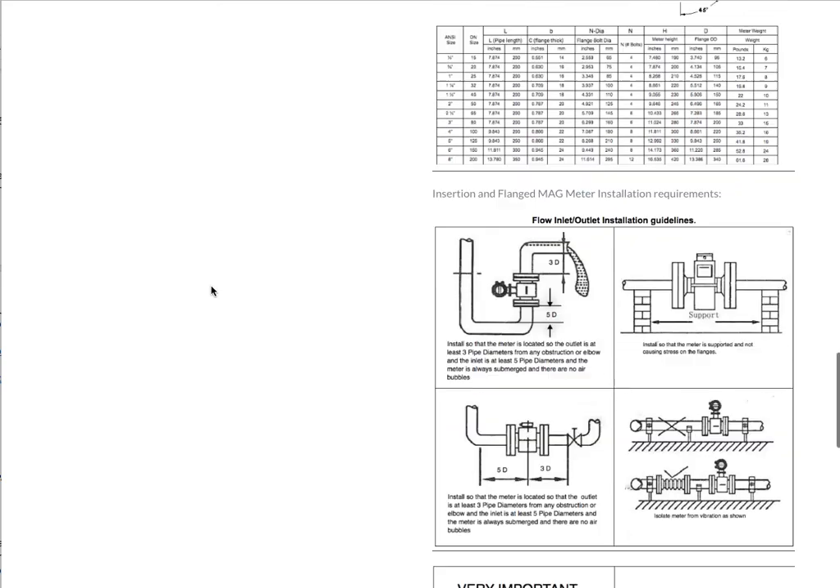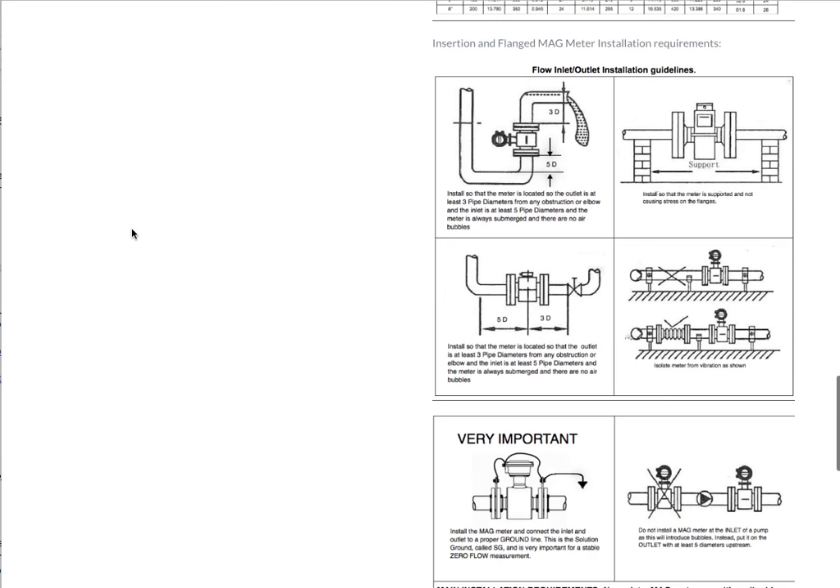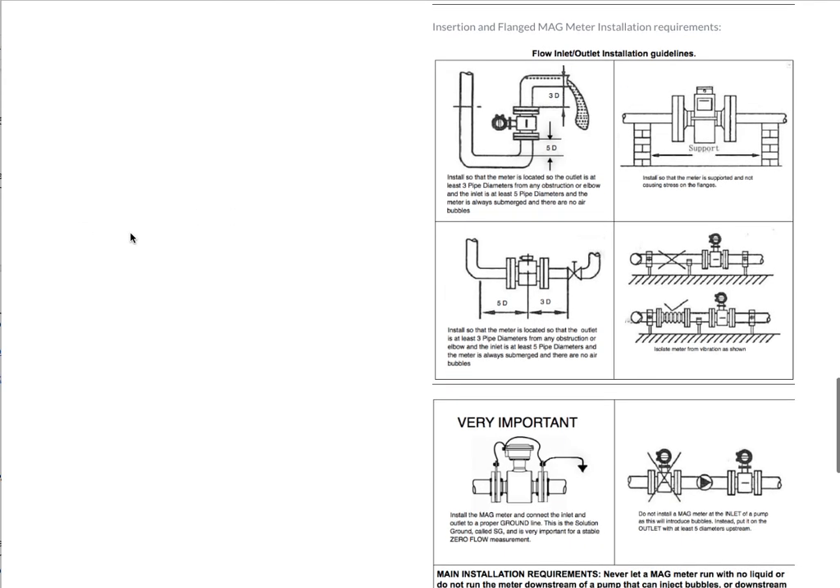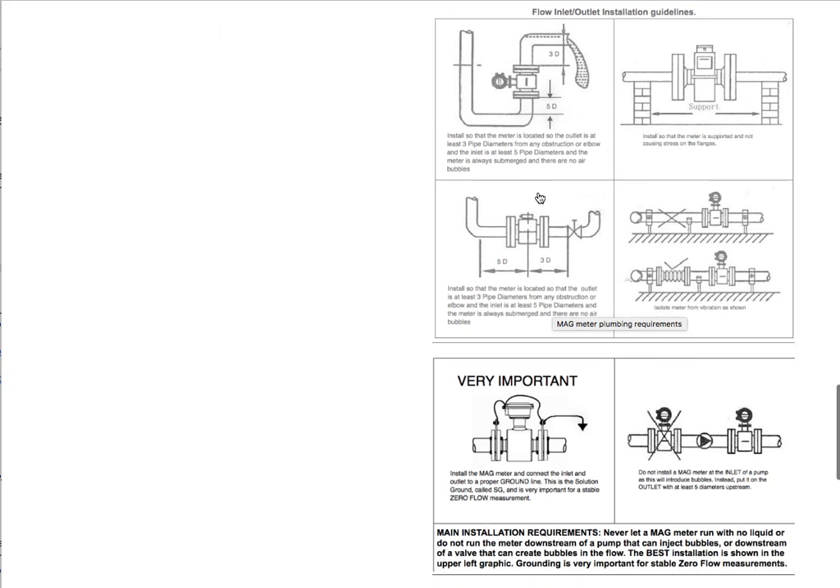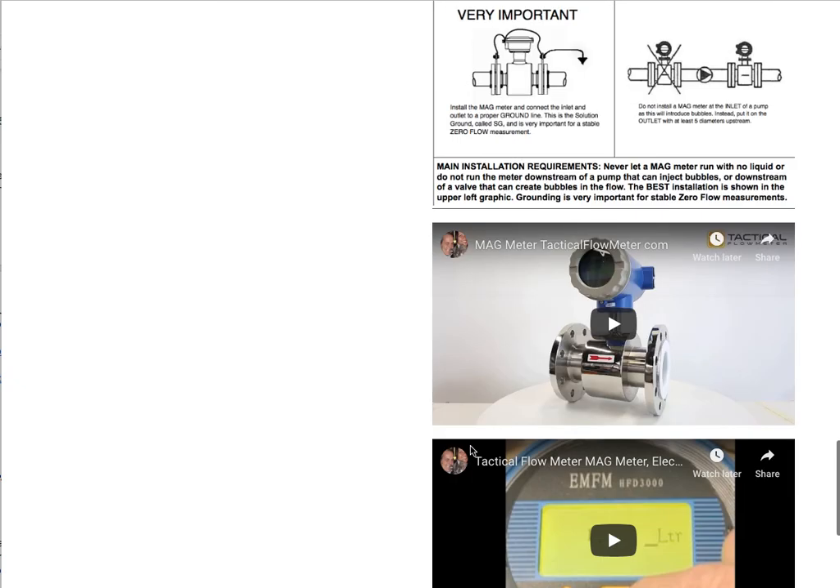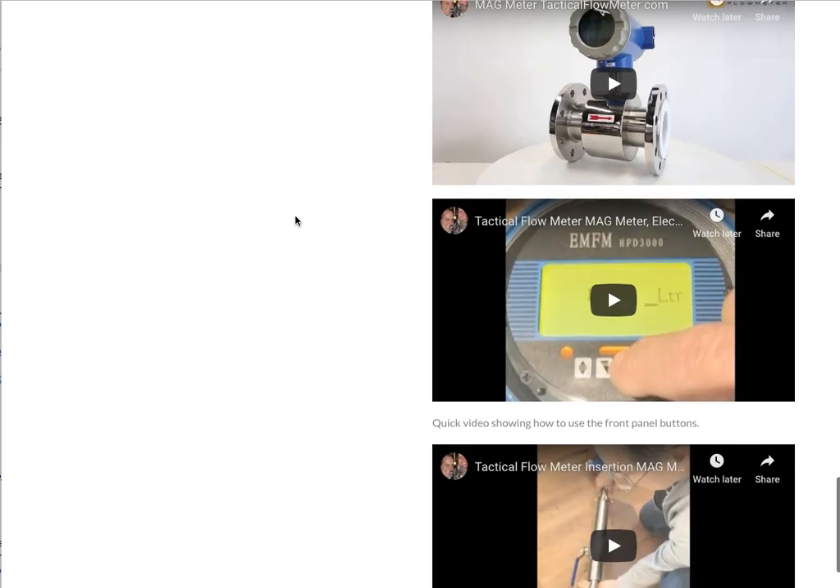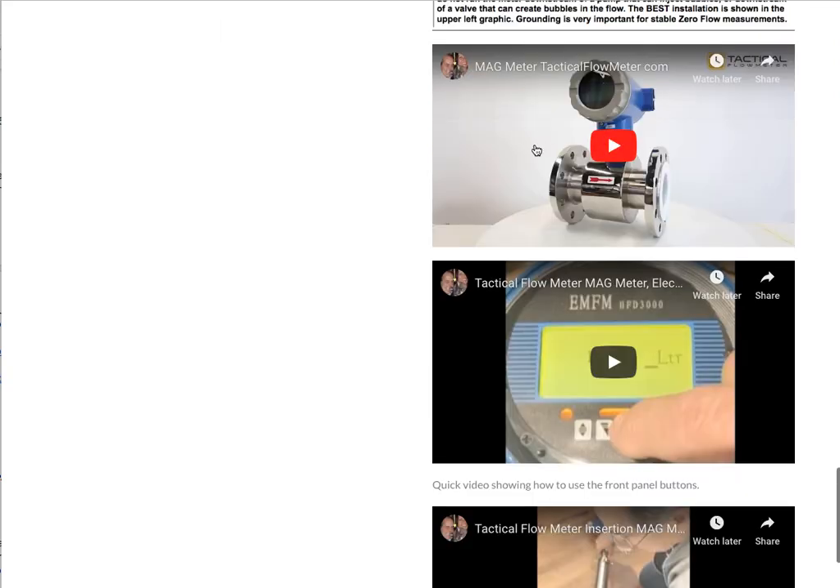Here are some different types, and here are some of the requirements for inlet and outlet conditions. All flow meters want to have the flow treated well upstream and downstream. So there are 5 diameters, 3 diameters. Don't put mag meters in places where they're in front of pumps and do all these other bad things. You can watch the videos here and see how to set the displays of these and configure these mag meters.